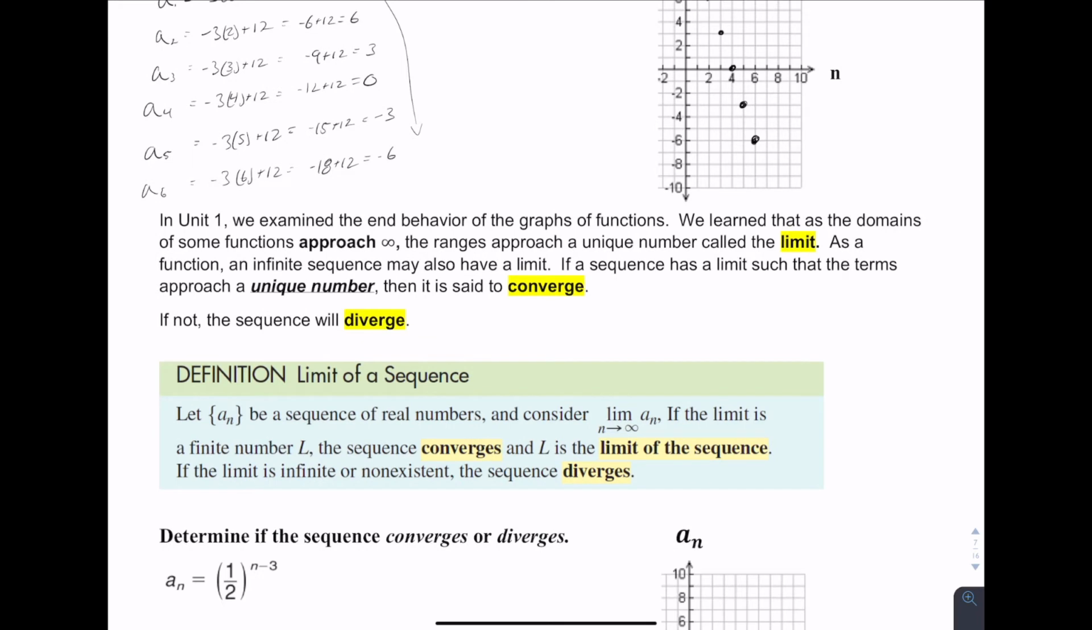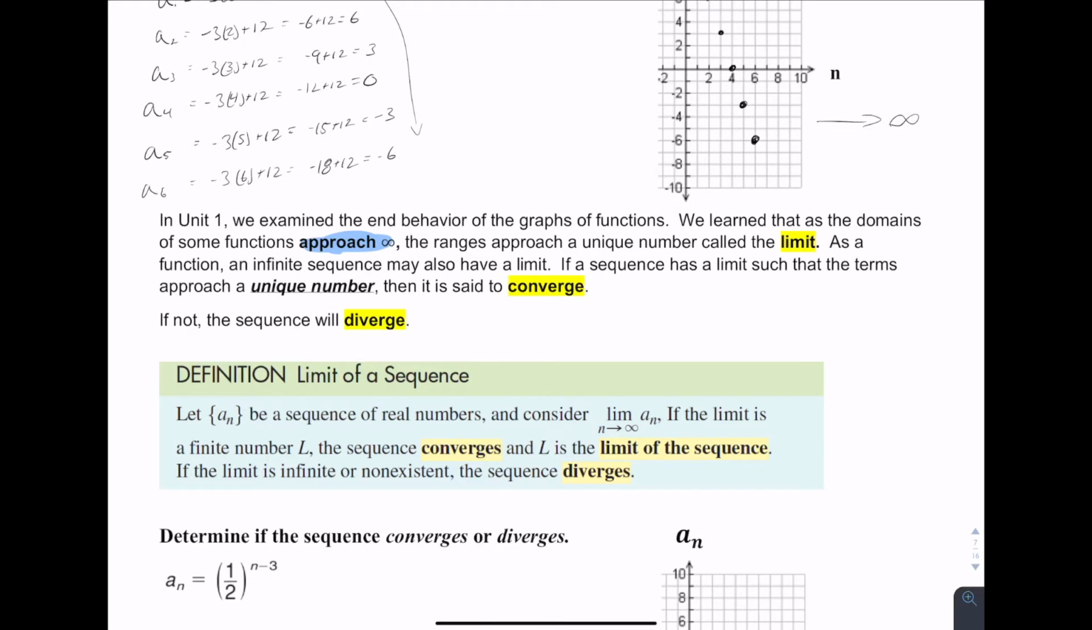And so back all the way in Unit 1, we examined the end behavior of graphs of functions. We learned that as the domain of some functions approaches infinity, in other words, as our x values keep going to infinity, the range approaches a unique number, and that's what we call the limit. As a function, an infinite sequence may also have a limit. If a sequence has a limit, such as the terms approaching a unique number, then it is convergent.